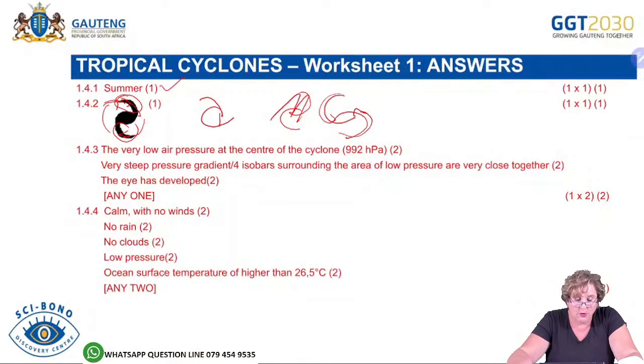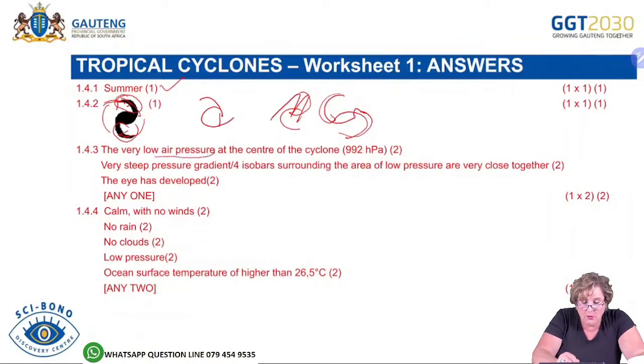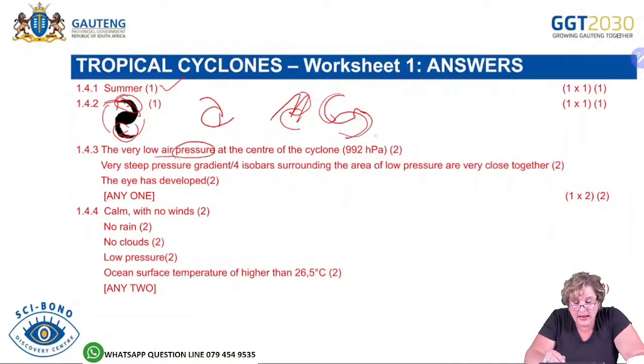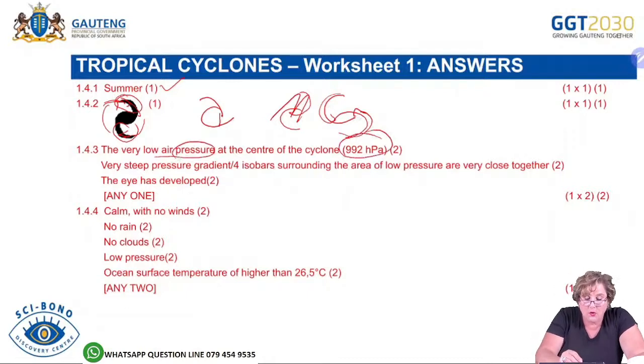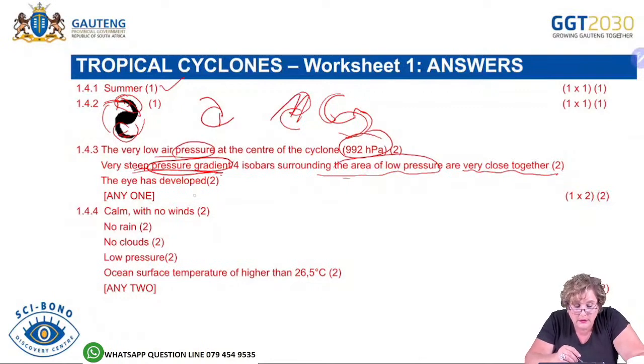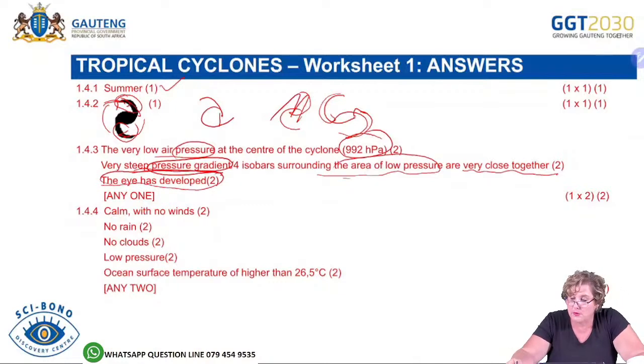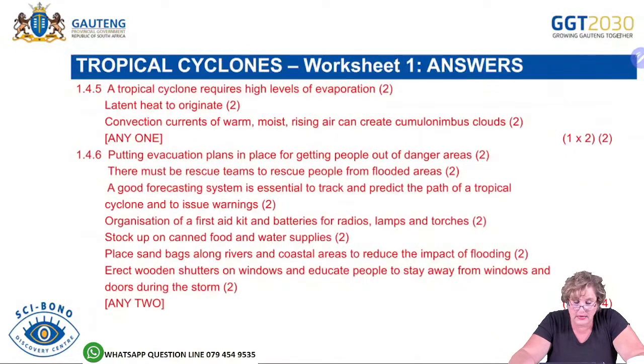Question 143 was, what evidence suggests that it is in the mature stage? We have a very low air pressure in the center. You even named that. It's 992 hectopascal. You can see there the steep pressure gradient. There's 4 isobars surrounding the area of the low pressure. How do I know it's strong? They are very close to each other. That means a steep pressure gradient. That means I've got strong wind. And then there's a very clear eye that is evident there that you can see.